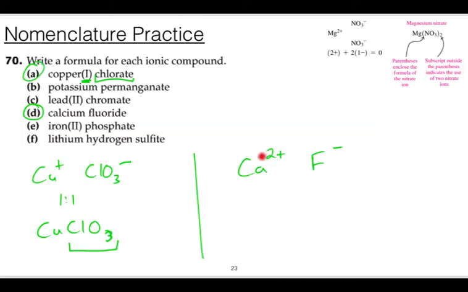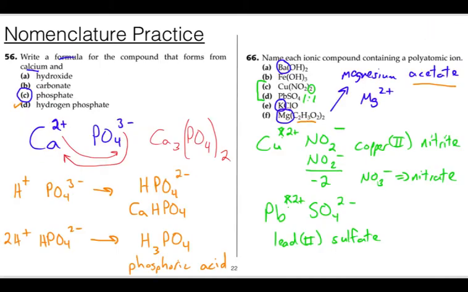So it's not a 1-to-1 ratio. So what we're going to do, the 2 there tells me how many of these that I need, and then the 1 there tells me how many calciums. That's it. Notice that I'm not putting parentheses around these monoatomic atoms or ions. The parentheses are only needed for multiple polyatomic ions, like you saw in this problem.